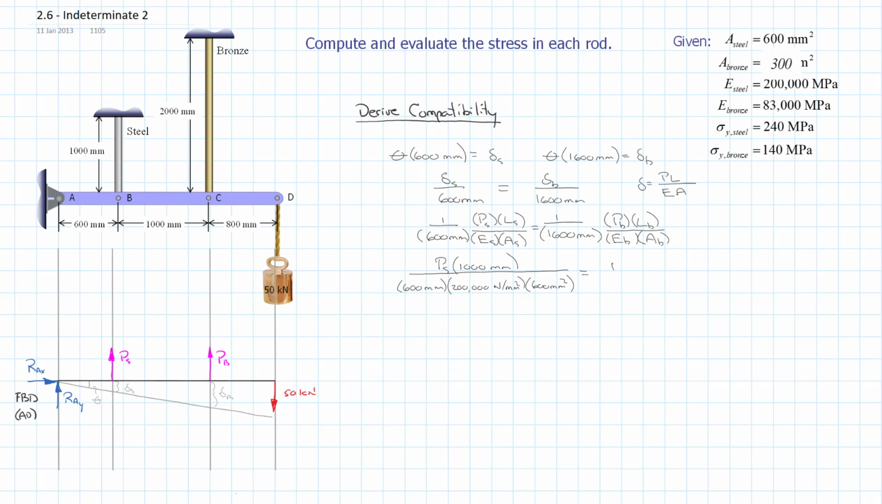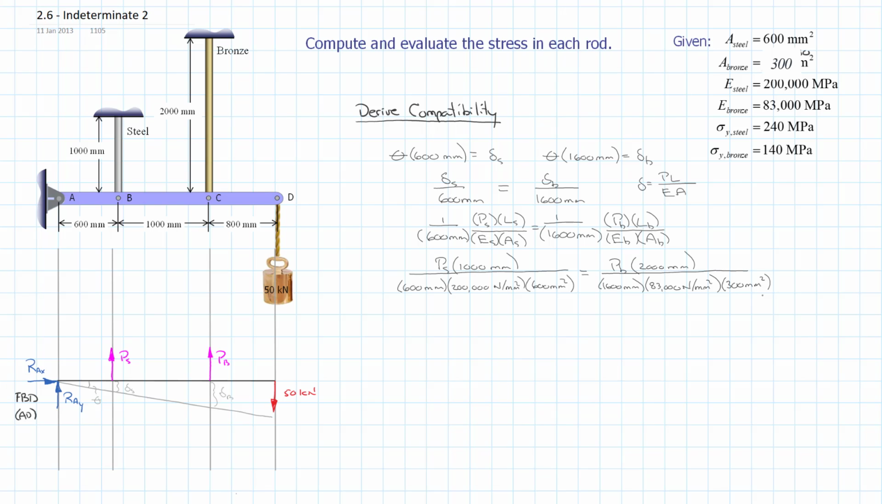And that would be equal to P sub B times the length of the bronze. Length of the bronze is 2 meters, or 2,000 millimeters. And that's all divided by, we have the 1600 millimeters, the E of the bronze, which is 83,000 MPa, or newtons per millimeter squared. And the area of the bronze, which, contrary to what was typed in there, is actually 300 millimeters squared.